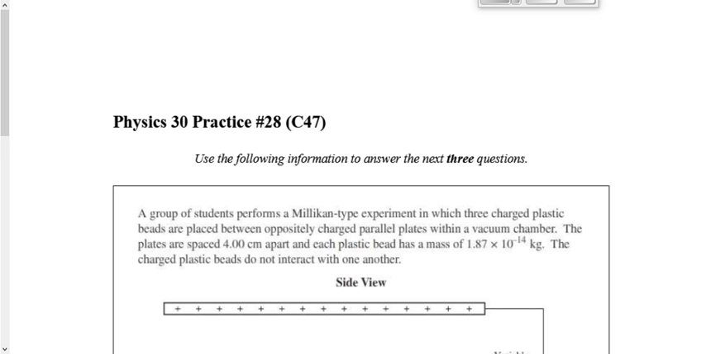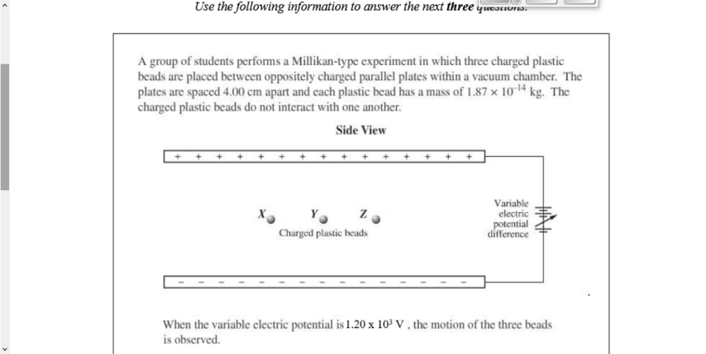We're going to take a look at practice question set number 28 on Millikan oil drop experiments. This first question says a group of students performs a Millikan type experiment with 3 charged plastic beads. This is why it says Millikan type, right? Because the actual Millikan oil drop experiment used oil drops.